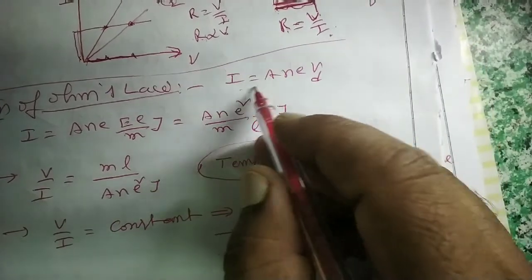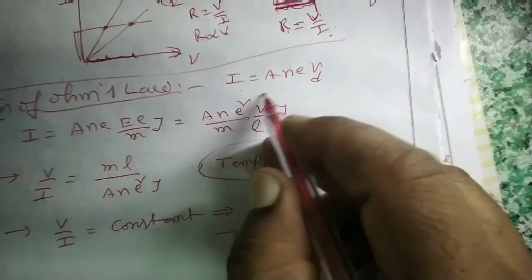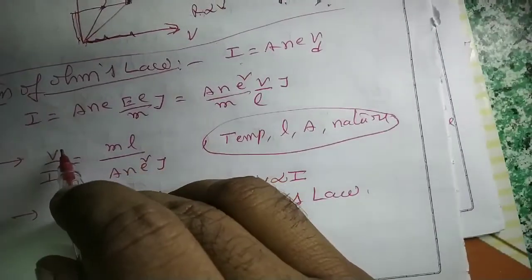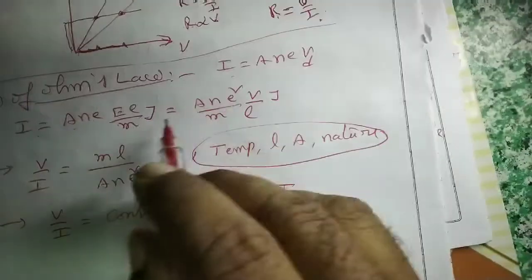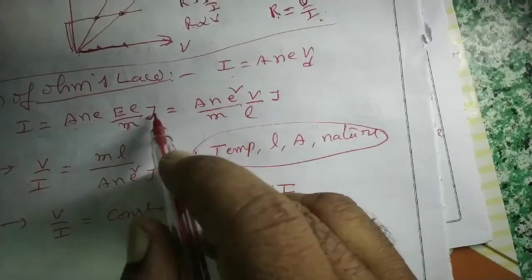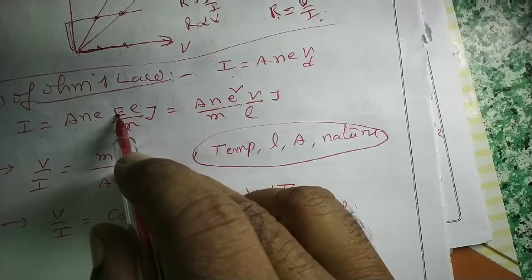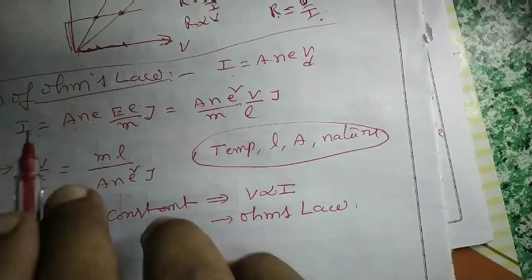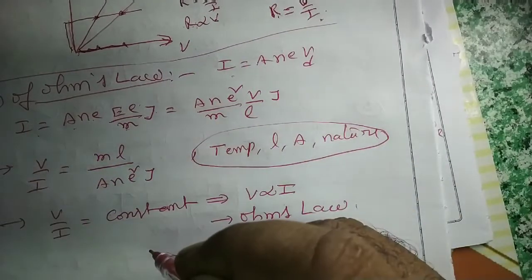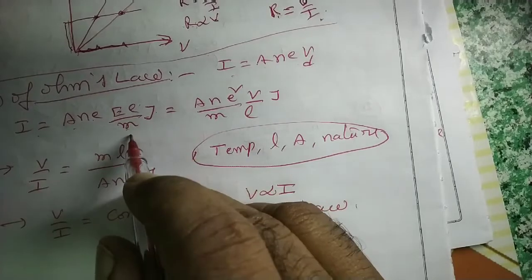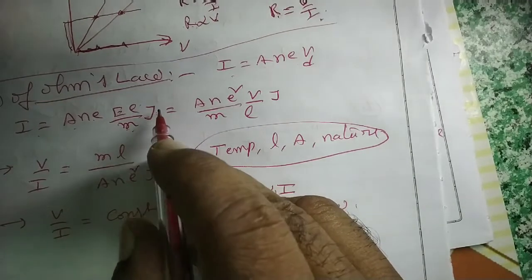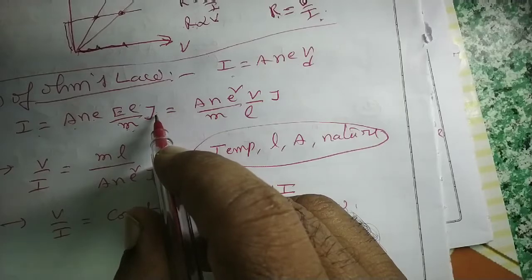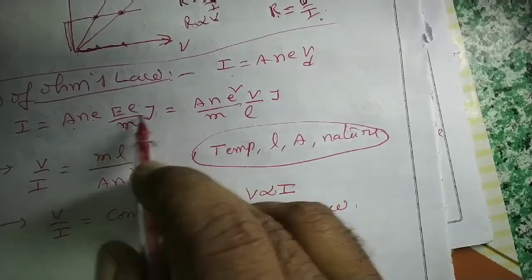Just now we derived I is equal to A n e vd, which is the expression of electric current. In the place of vd, drift velocity, we know the answer: e E by m into tau, where E is the electric field which is established through the conductor because of the potential difference maintained by the battery, e is electron charge, m electron mass, tau average time of relaxation. This is the expression for current.